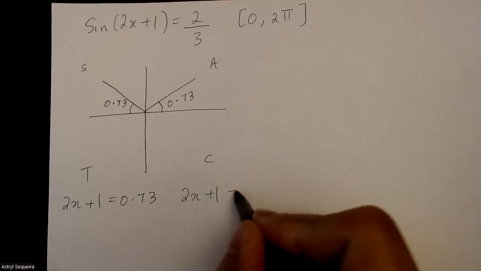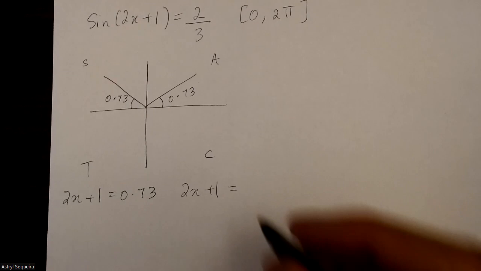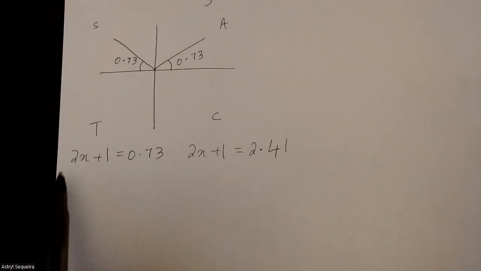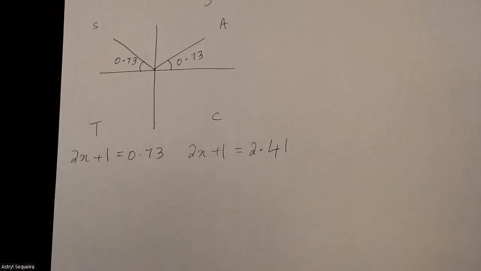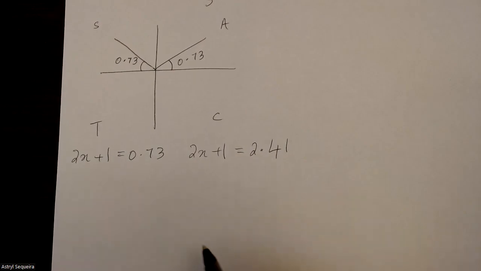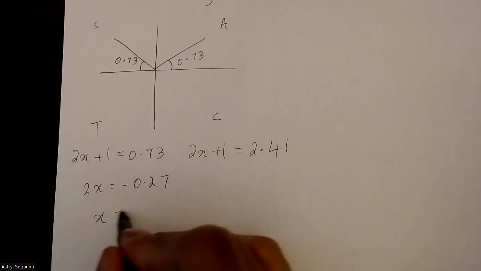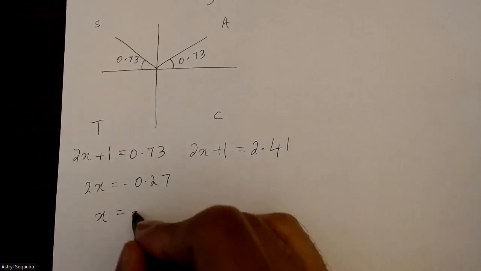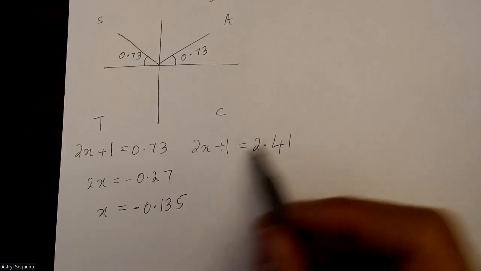So 2x plus 1 equals pi minus 0.73, which is just 2.41. So now I can isolate x in both of these equations. I'm going to start by subtracting 1. I get negative 0.27. And then I'm going to divide by 2 and get negative 0.135. And then let me do the same thing for this one.